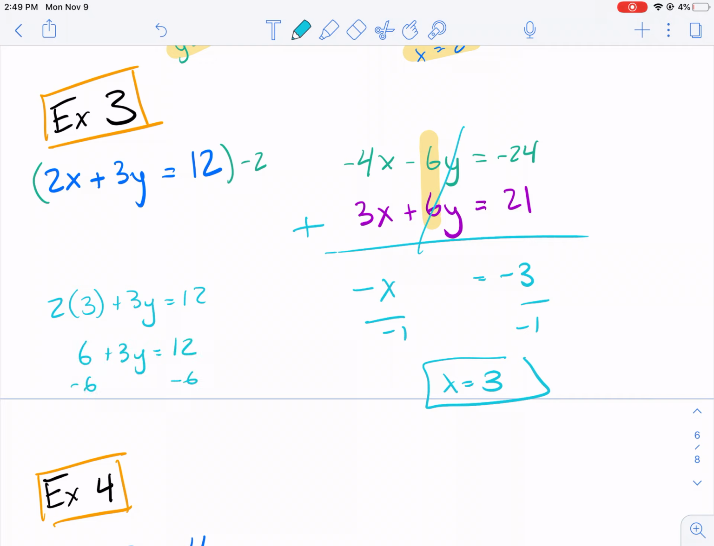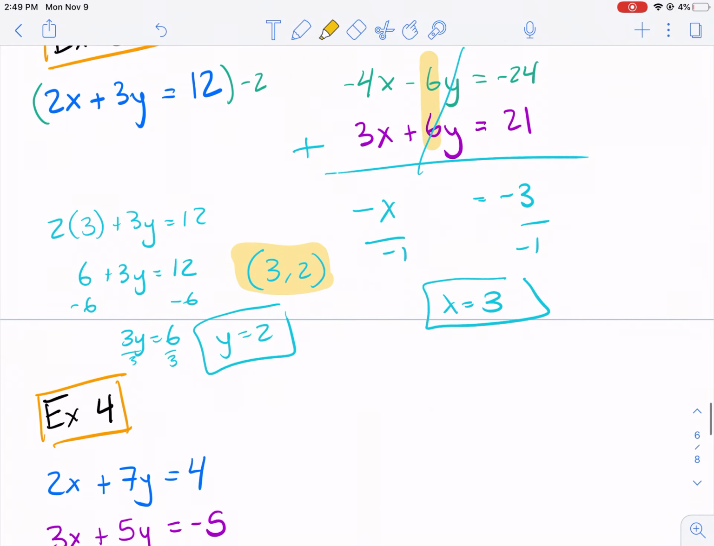Subtract 6, 3y equals 6. And then I divide by 3, y equals 2. I'm going to write it as an ordered pair, (3, 2), and there is my solution. This is where the two equations intersect. X equals 3 and y equals 2 is true for both equations.